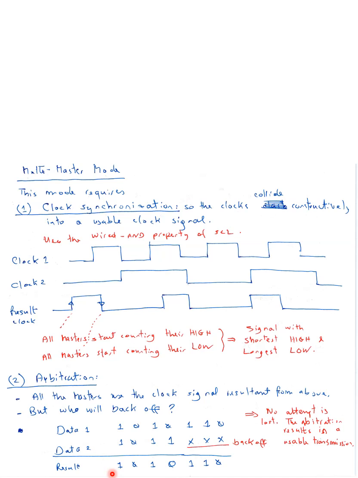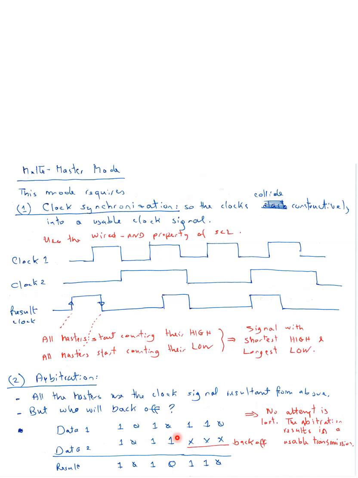1 and 1, the data bus will be 1. 0 and 0, the data bus will be 0. 1 and 1, data bus will be 1. This is the first bit where they differ. So this guy transmits a 0, this guy transmits 1. 0 prevails, the low prevails, so the status of the bus will be 0.